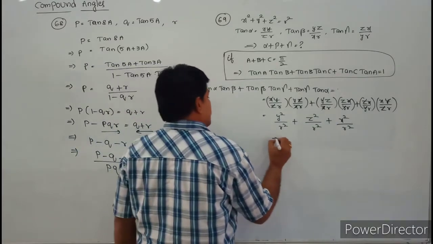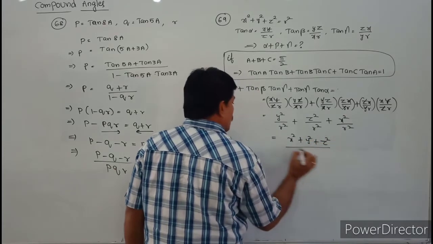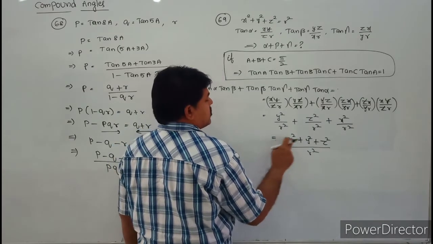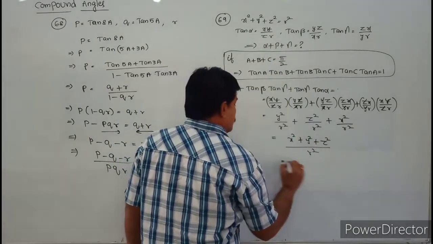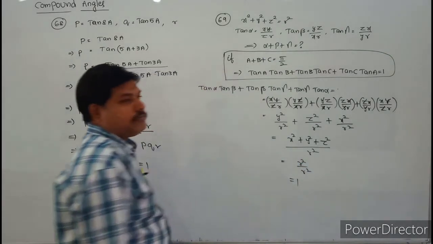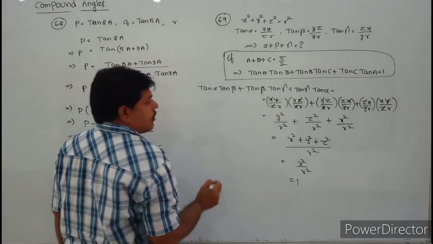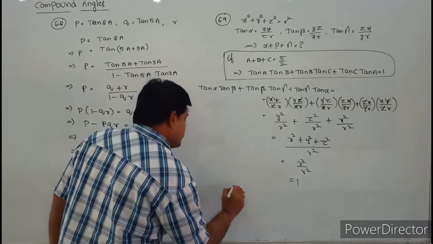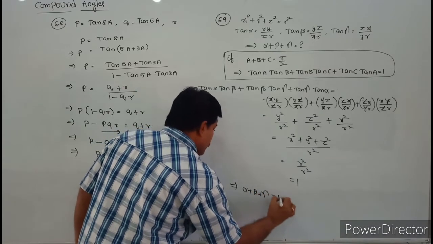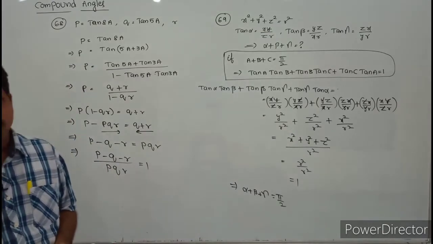So we take the LCM r square. That is nothing but x square plus y square plus z square whole by r square. Already you know that x square plus y square plus z square is r square. So that is nothing but r square by r square, which is equal to 1. So since this value is 1, automatically a plus b plus c value becomes pi by 2. That implies alpha plus beta plus gamma is equal to pi by 2.